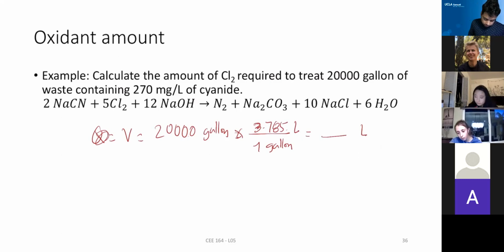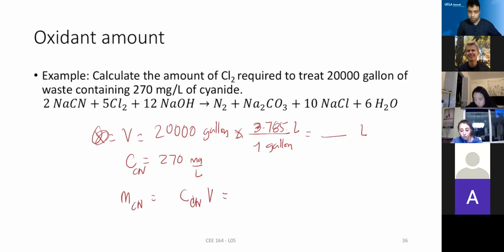And it says that you have to treat that entire volume, or remove all the pollutants, and the concentration of the pollutants there is 270 milligram per liter of cyanide. Okay. If you know this, then you know the amount of cyanide in the water. So the mass of cyanide that you need to remove is concentration times volume. Then you know how much you need to treat.